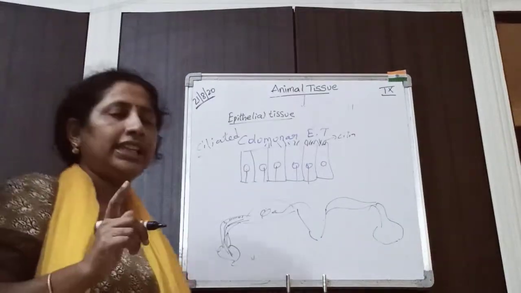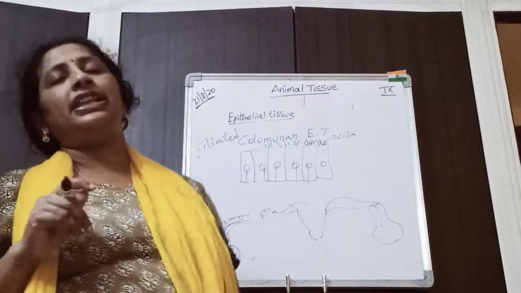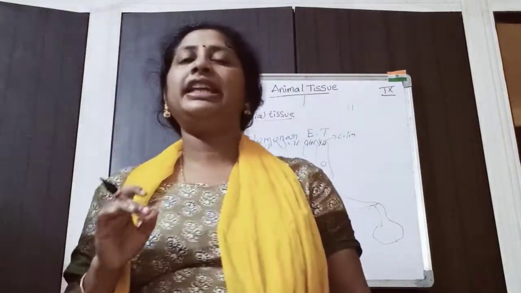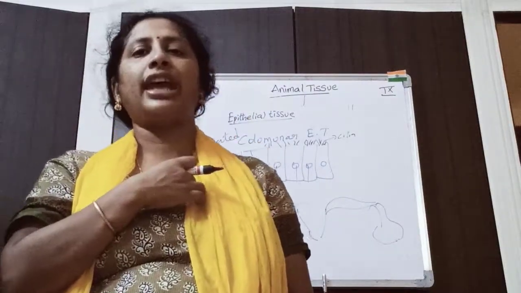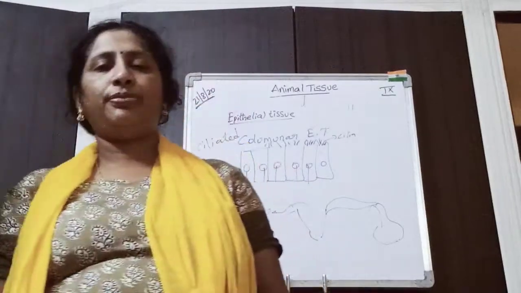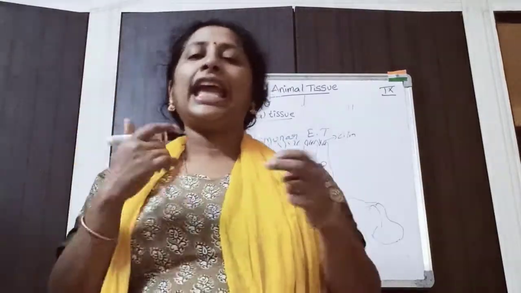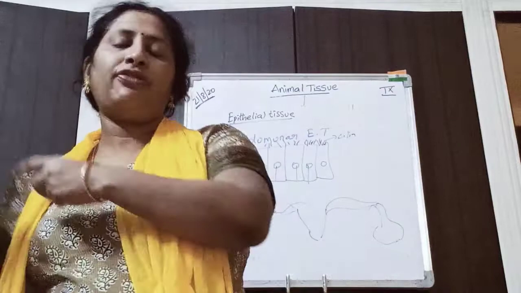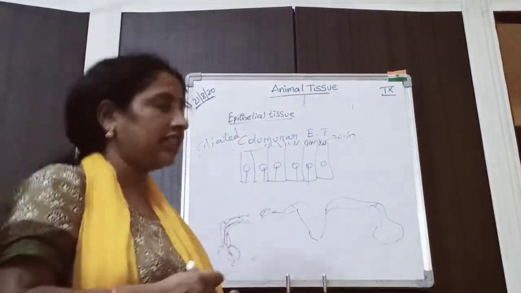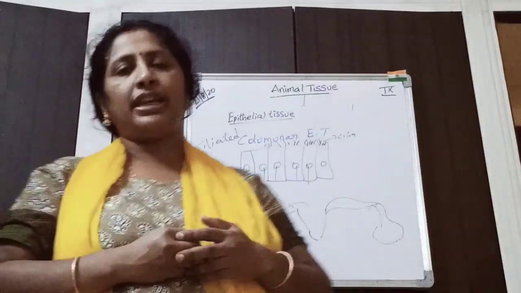So ciliated columnar epithelial tissue is mainly present in the respiratory tract and fallopian tubes. They help in the movement of substances in one direction. That is the function of ciliated columnar epithelial cells.